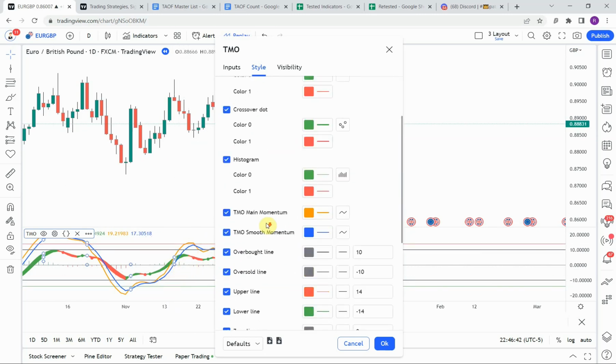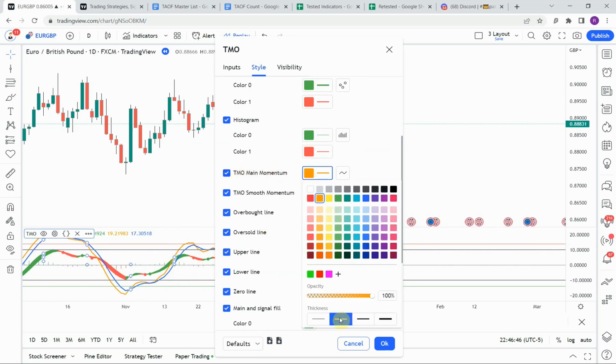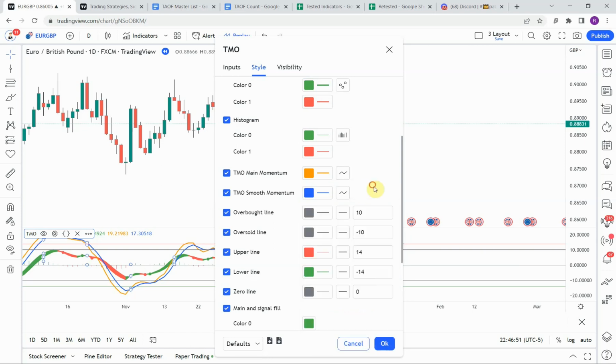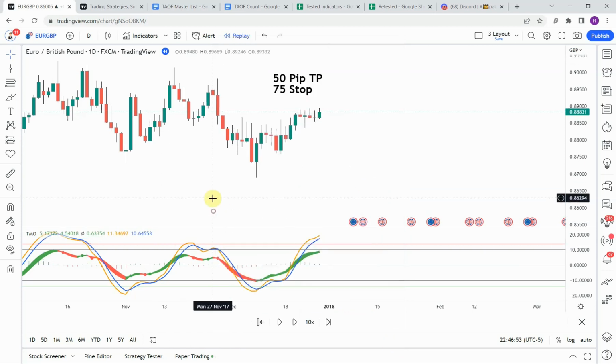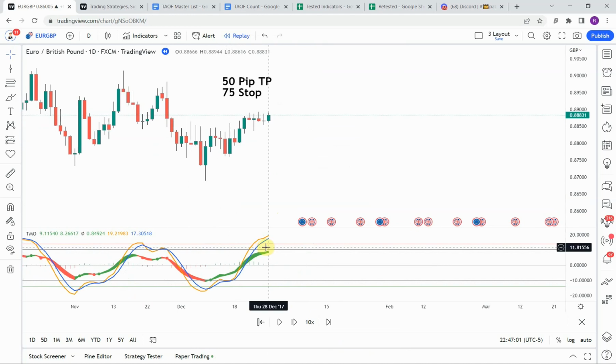Then I went in on the TMO main momentum, this orange one, bumped up the line weight, and I turned this one from yellow to blue and bumped up the line weight as well. And so we have this here. We basically have the ribbon here in red and green and the orange and blue oscillating line. We have the overbought and oversold zone.